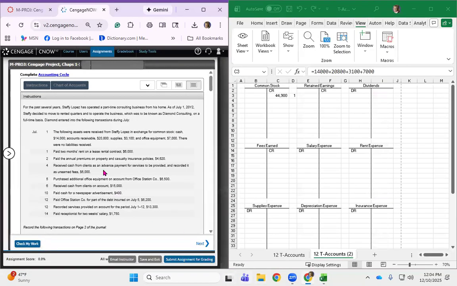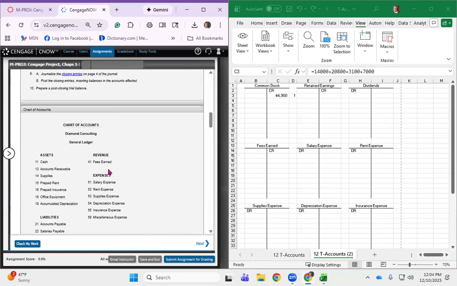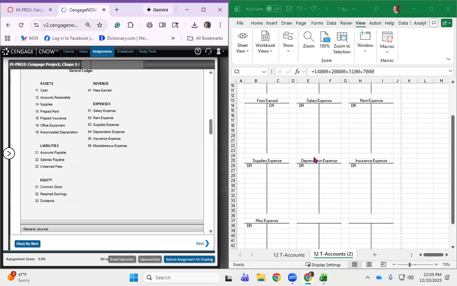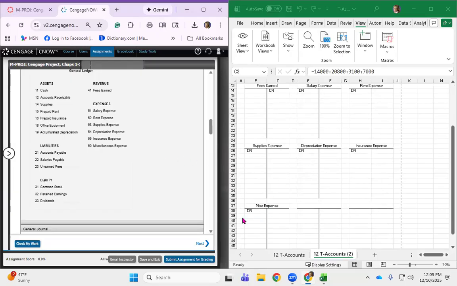All right, so let me just check before I screw up. Okay, there is no advertisement expense. So guess where we have to put it? We got to put it in miscellaneous. Now normally you wouldn't, but we don't have any place to put it.